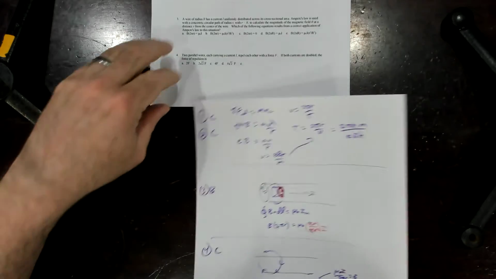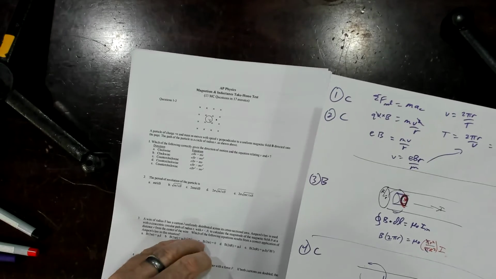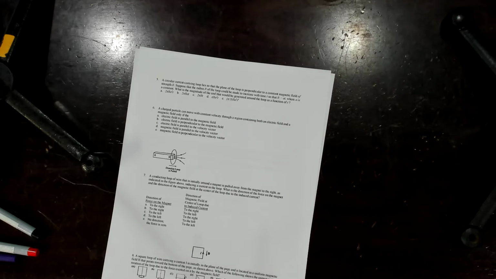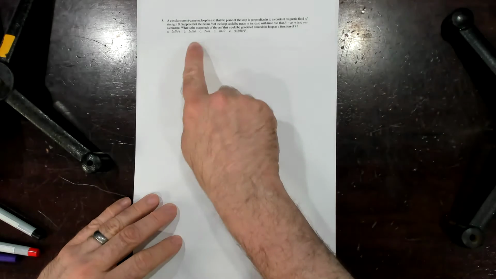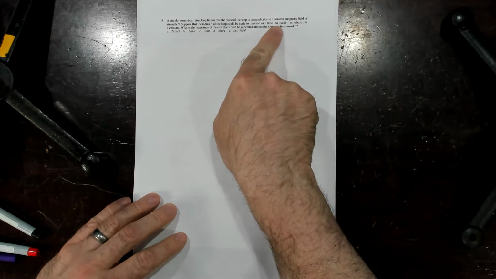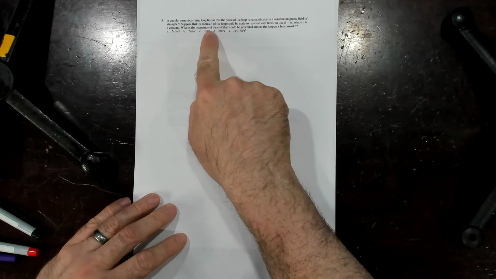All right, that's that first page. Going to the next page. Problem 5. A circular current carrying loop lies such that the plane of the loop is perpendicular to a constant magnetic field of strength B.